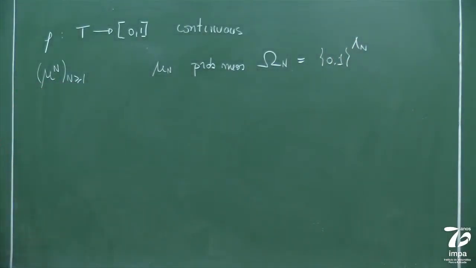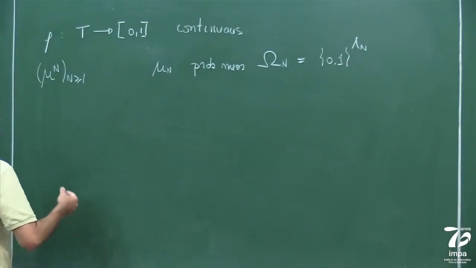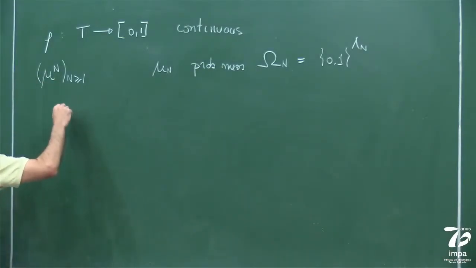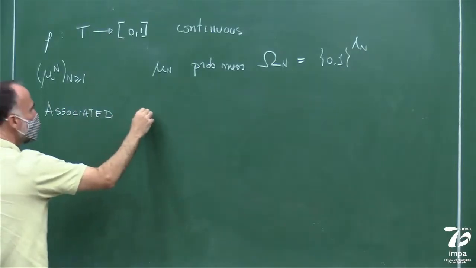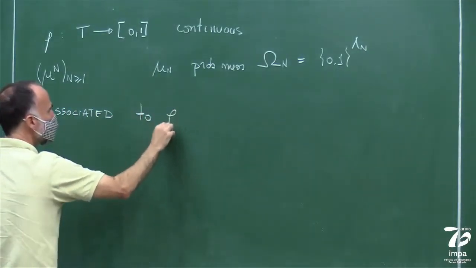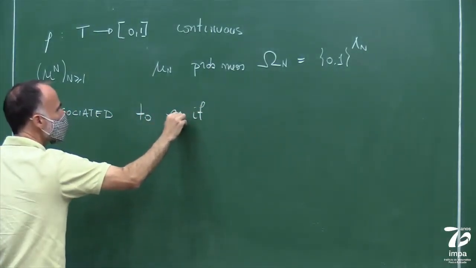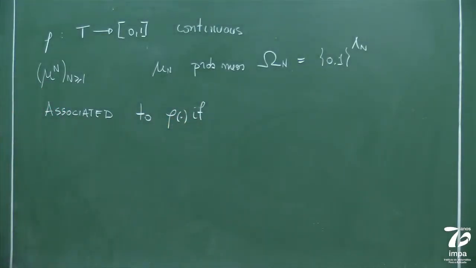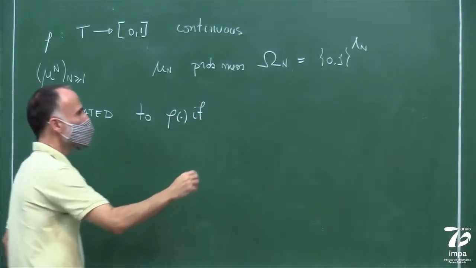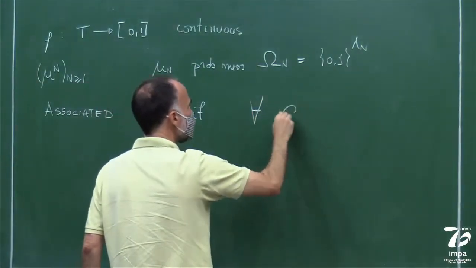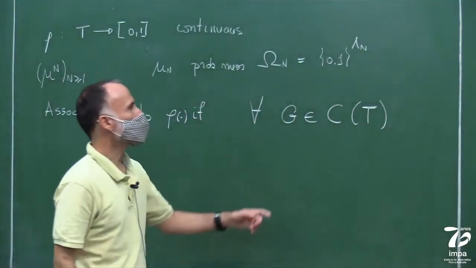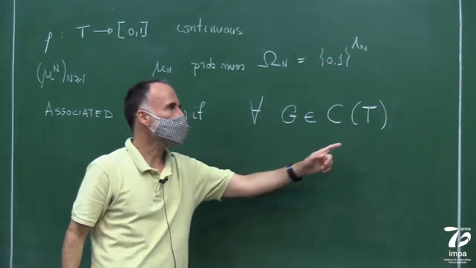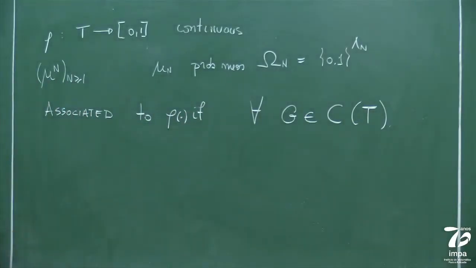I'll say that mu n is associated to the profile rho. So rho is a function. If for all continuous function g, so g is a continuous function. So let me represent by Ct the set of continuous functions defined on the torus and taking values on R.